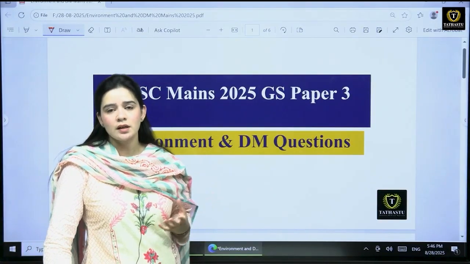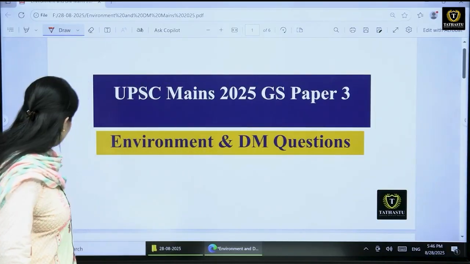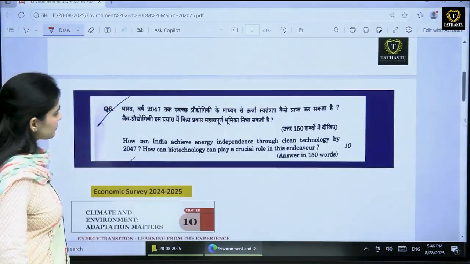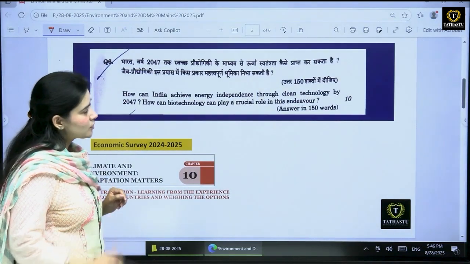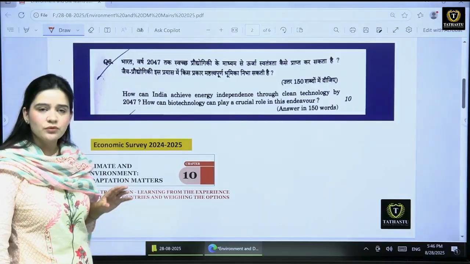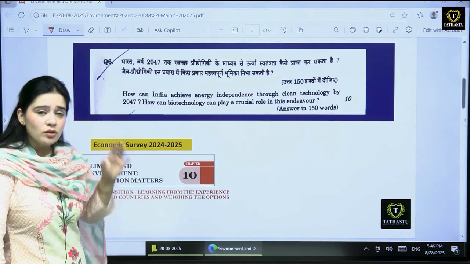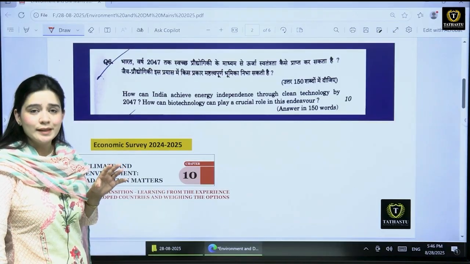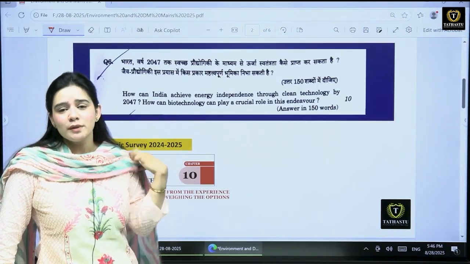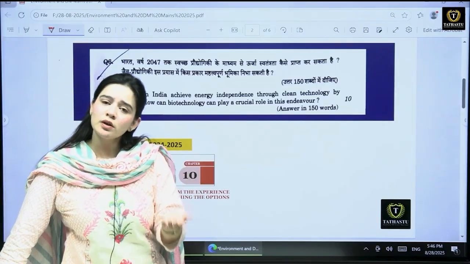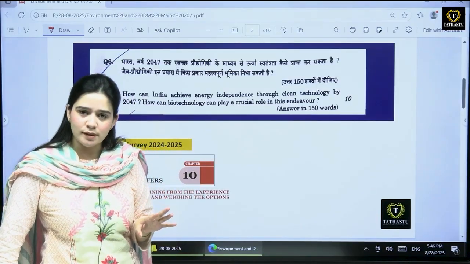What have they asked, and how can we tackle these questions? Let's begin with the first one. The first question is, how can India achieve energy independence through clean technology? That is the first part. And the second part says, how can biotechnology play an important role in this? I would say this question requires your knowledge both from the environment section and your science and tech, where you have biotech. So it's interlinking both topics.